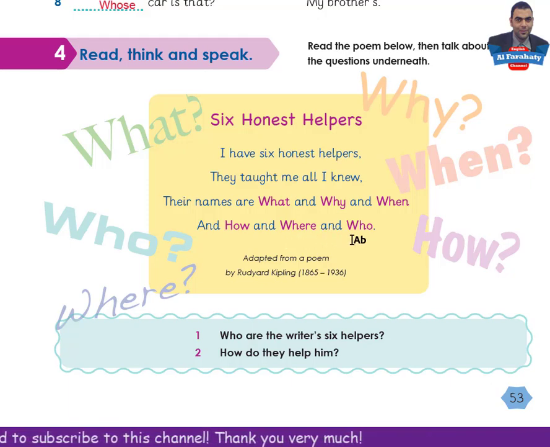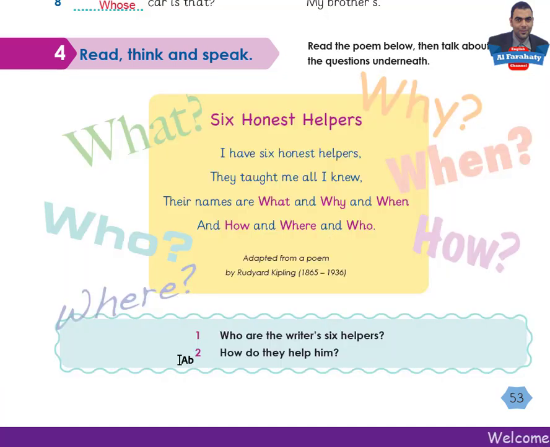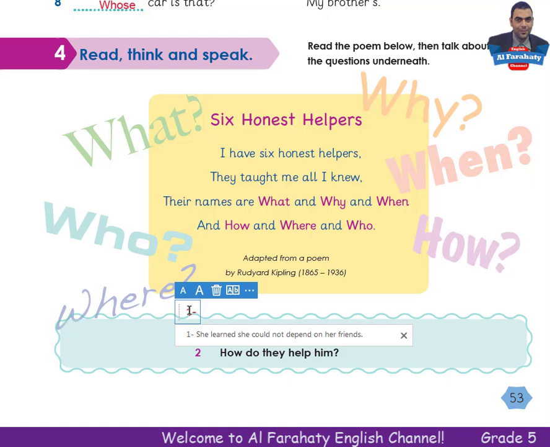Now let's read the questions. 1. Who are the writer's six helpers? 2. How do they help him? Try to write the answers, then come back to check your answers. Hello again. Who are the writer's six helpers? Yes. What, why, when, how, where, and who. Let's write here. Number 1.